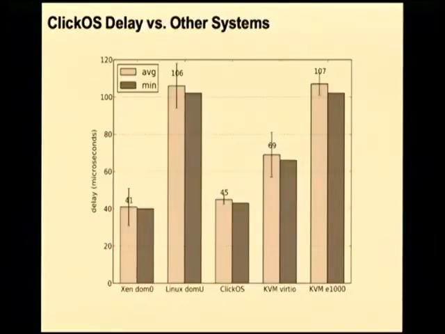After that, since this is a middlebox, not an end system, it's important to have really low delay. And our ClickOS machines add just 40 microseconds of delay to the whole traffic. We compared with other systems, and we almost match Dom0's delay. And we did our best to set up KVM with the lowest possible delay. And we also got a huge improvement compared to the Linux DomU delay.